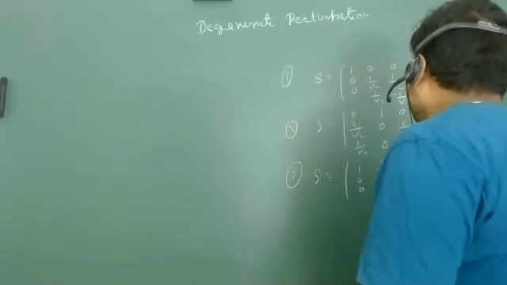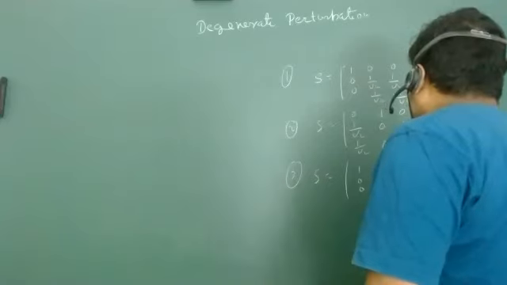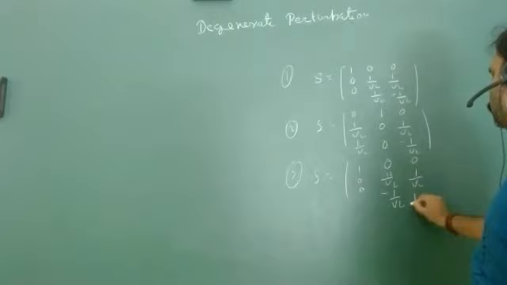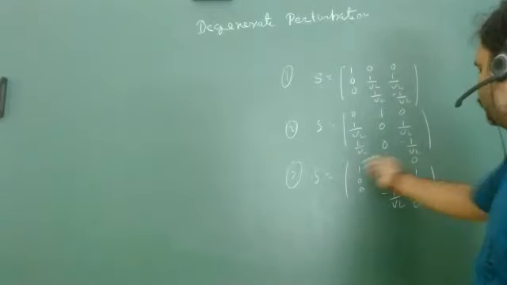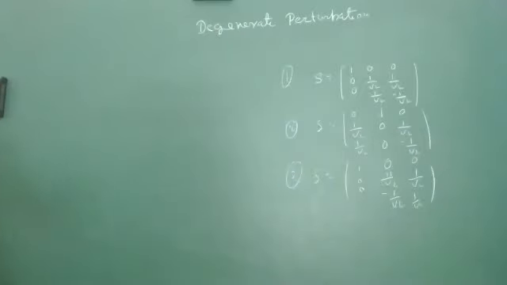1 0 0 1 by root, sorry, 0, 1 by root 2, minus 1 by root 2, 0, 1 by root 2, 1 by root 2. आप यहां पर देखोगे कि your S inverse will be change. Okay, but I think in first and second your S will remain same.